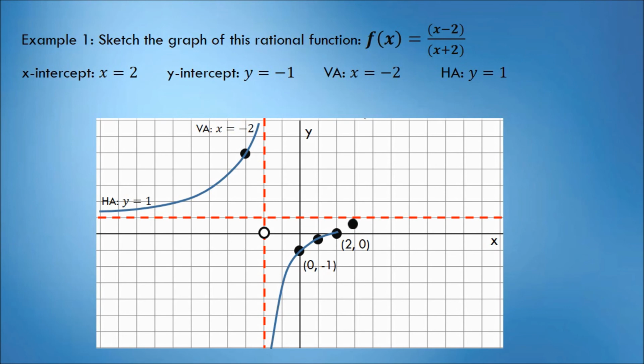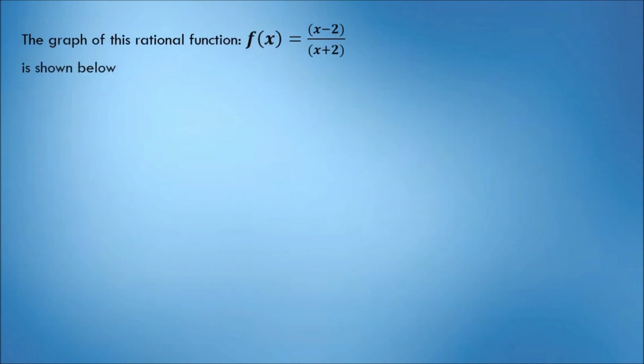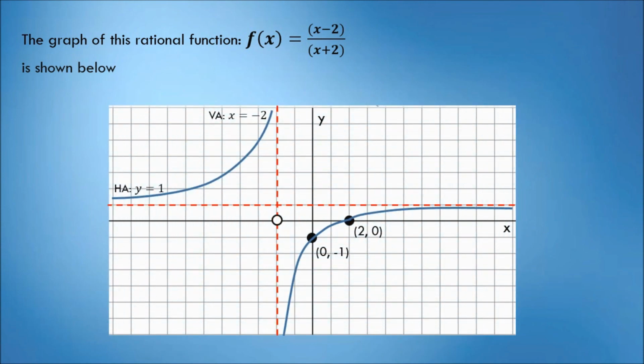Lastly, for the third region, the result is positive 1/5. Sketch the graph upward, asymptotic to its nearest horizontal asymptote. We are done sketching the graph of the given function. F of x is equal to x minus 2 over x plus 2. Complete with its properties, the graph of the given function is shown below.